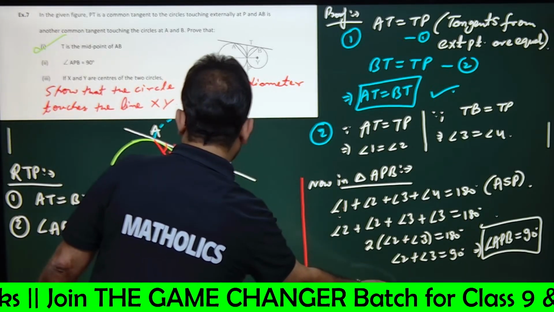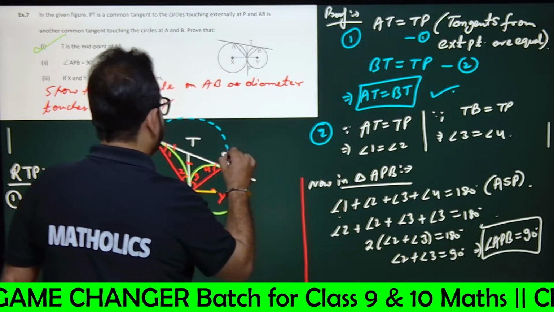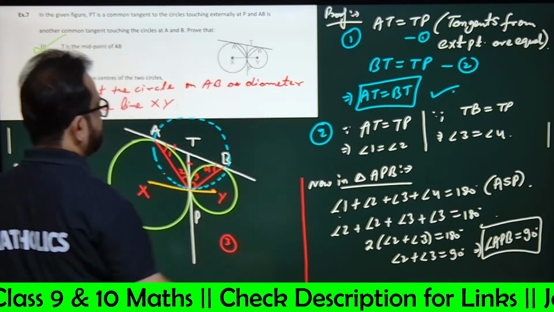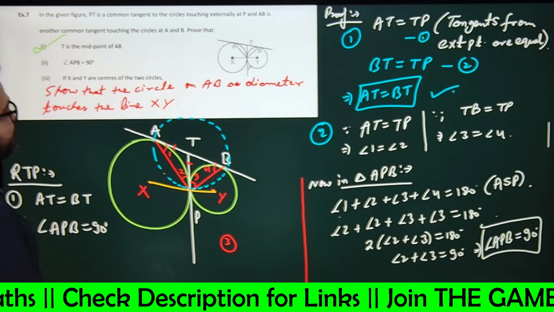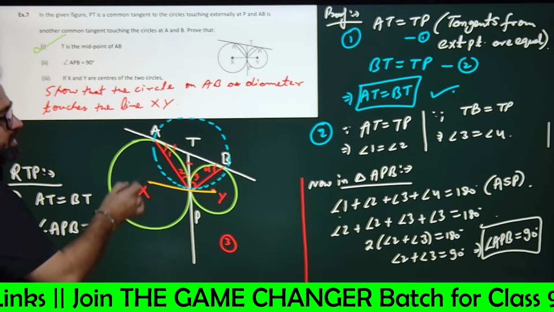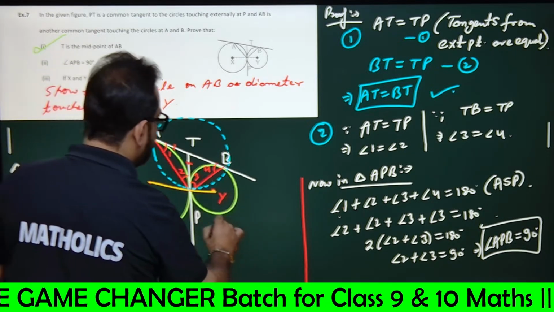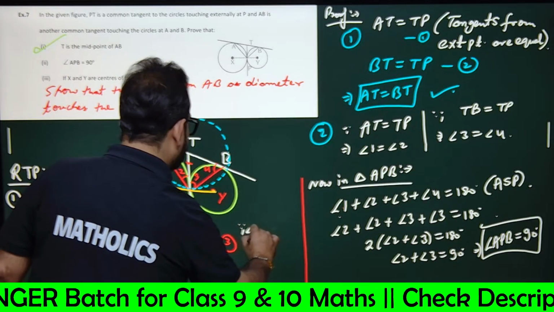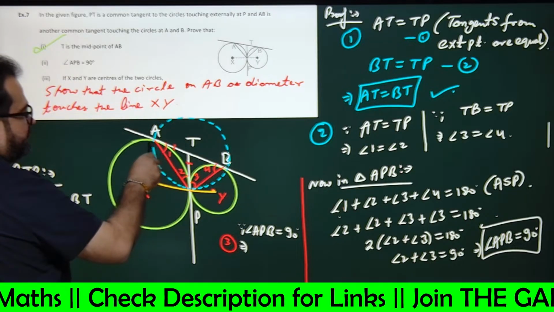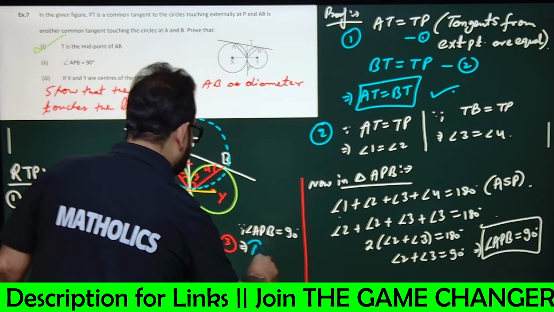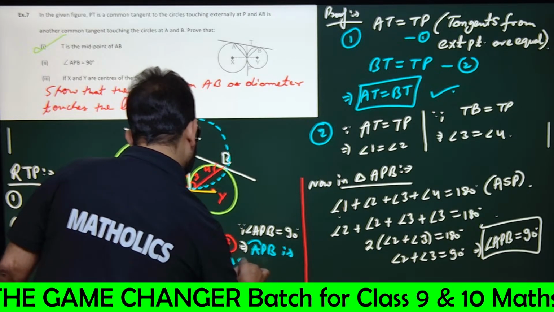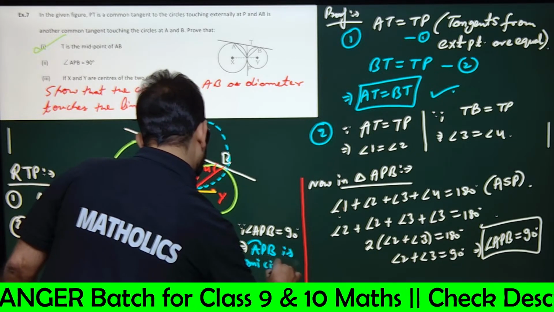See, the circle goes like this, yes or no? We have to prove that this circle touches the line XY. If AB is the diameter, we say angle APB, this is P, because angle APB is equal to 90 degrees. It implies arc APB is a semicircle. Yes or no?